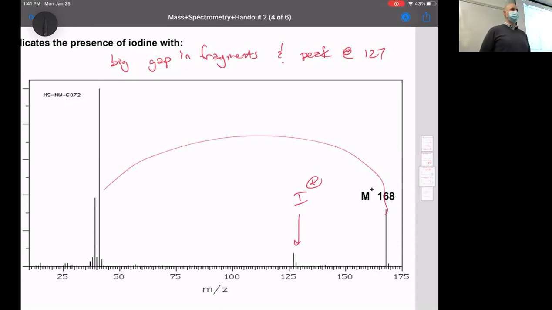So here's our big picture for the mass spec. Number 1 thing you can tell, mass of the molecule. Things 2 through 5, presence of nitrogen, chlorine, bromine, iodine.